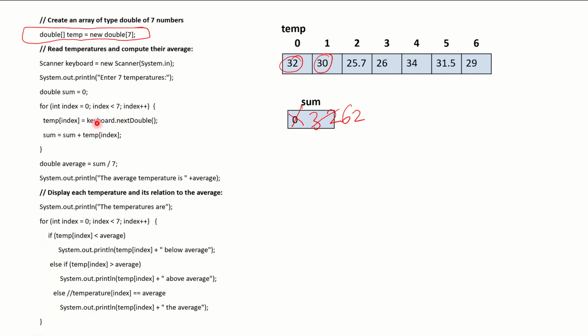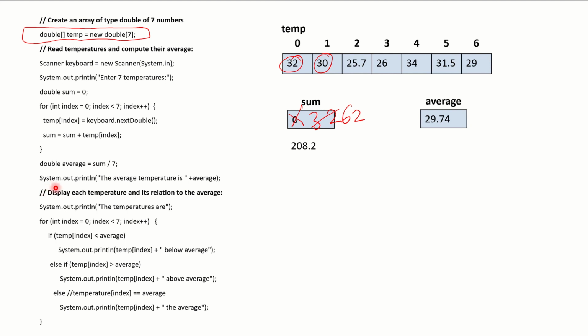Once we finish the loop, we calculate the average by saying sum over 7. So sum is 208.2 and the average will be calculated as 29.74. To calculate the average, we can simply say sum over 7 because 7 is the length of the array, or we can say sum over temp.length, because temp.length will give me the same value. And here in the for loop, we can also say index less than temp.length instead of the value 7.